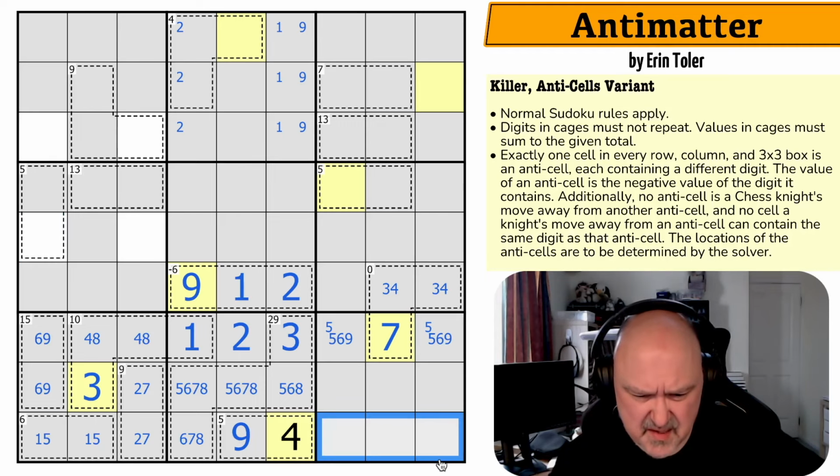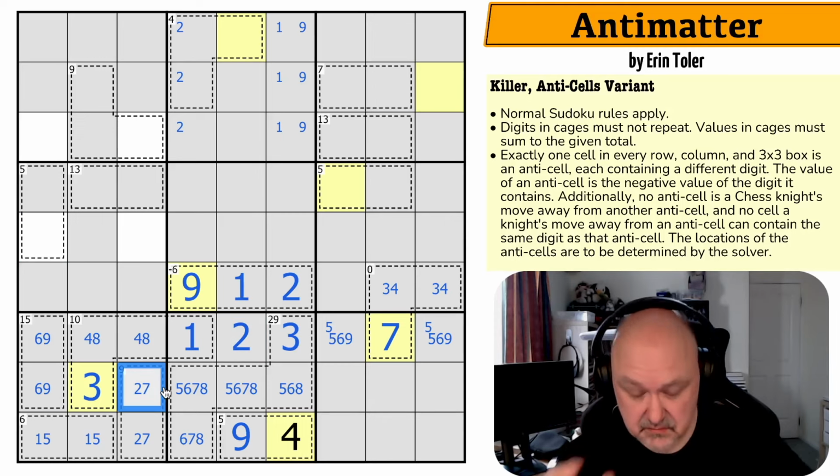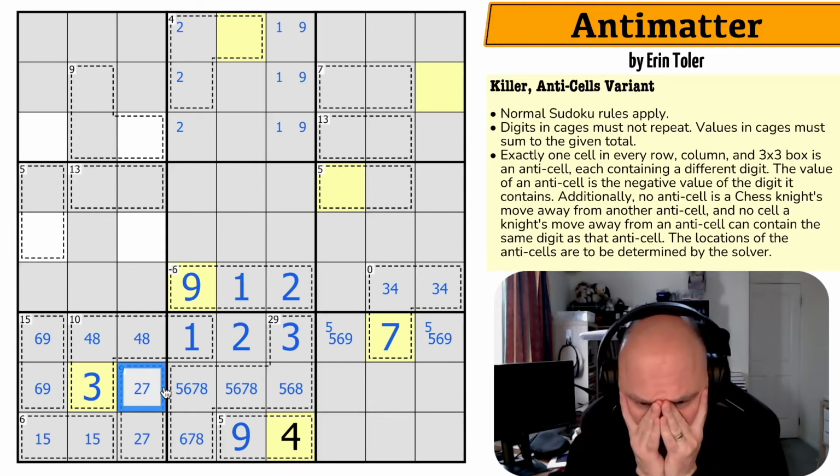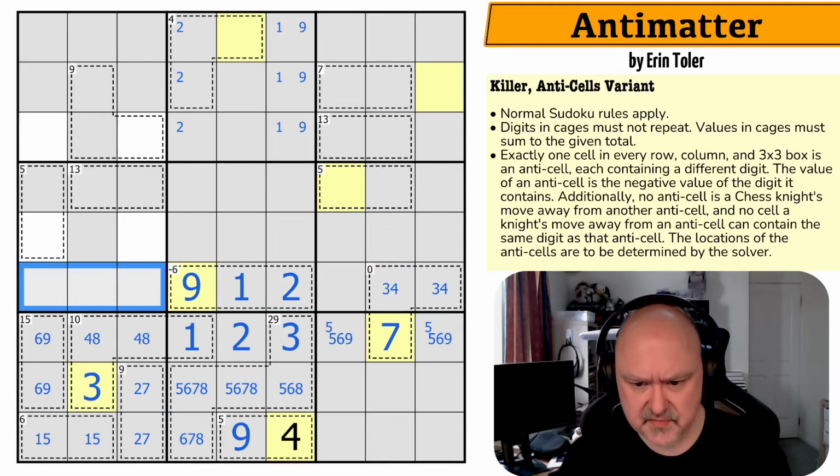3 is down here. Like, there's no anti-knight here because neither of those are anti-cells. So you only have anti where there's anti. Oh, Lord. Oh, no. Sorry, I was about to ask, where is 3 in this row? Because that 3 eliminates all of those, except I've already got the 3 in this row over here. These are 5, 6, 7, and 8. That's not helping me.